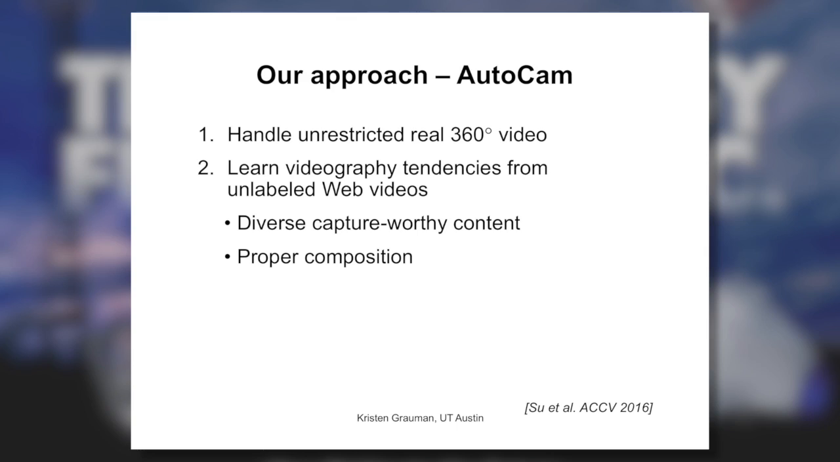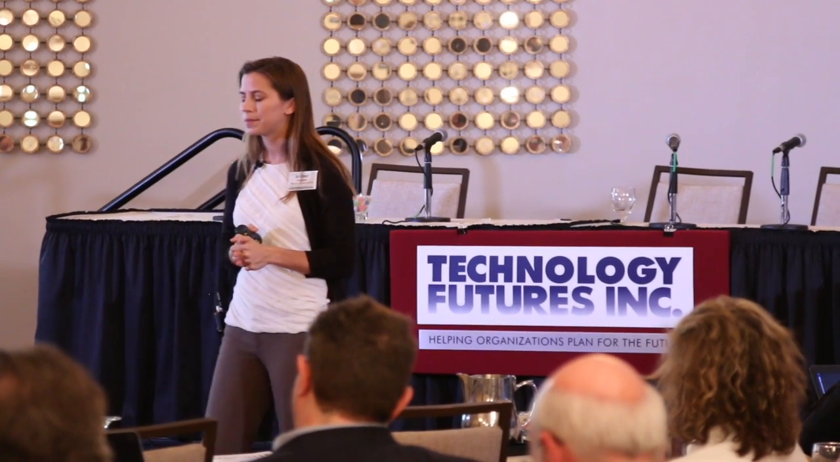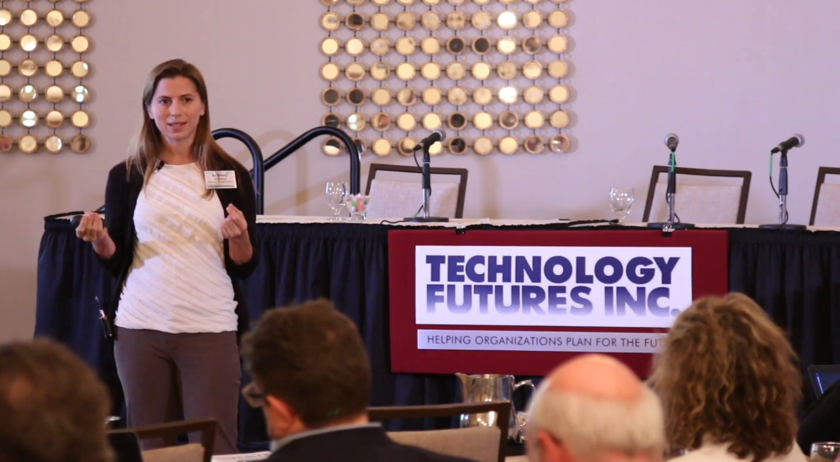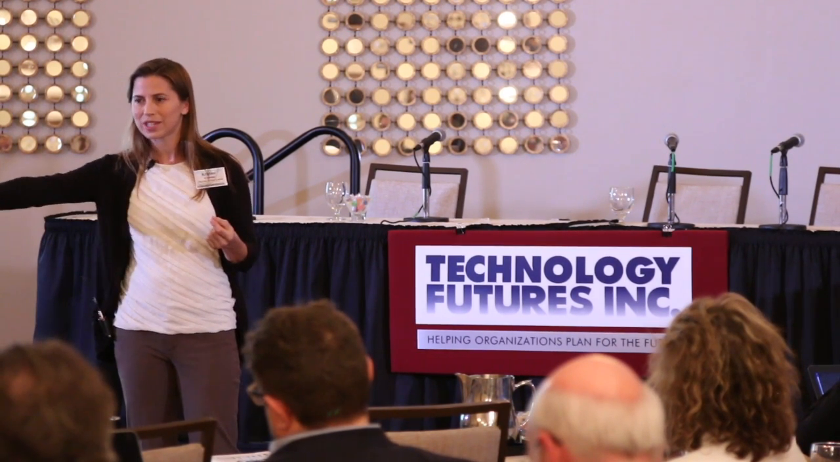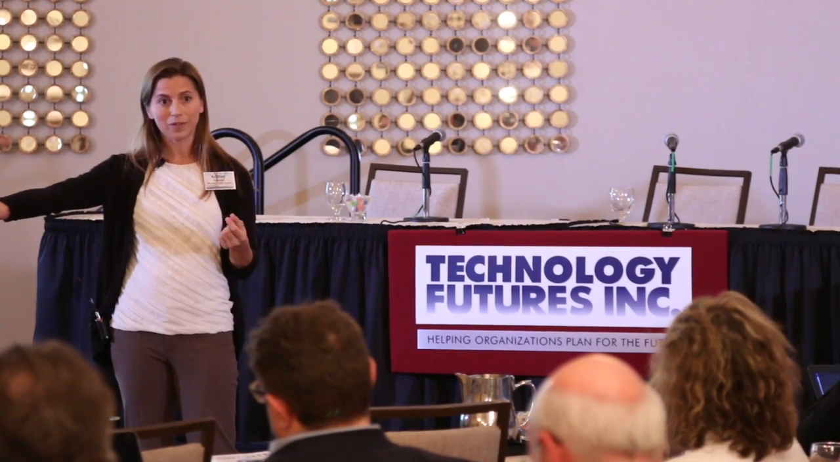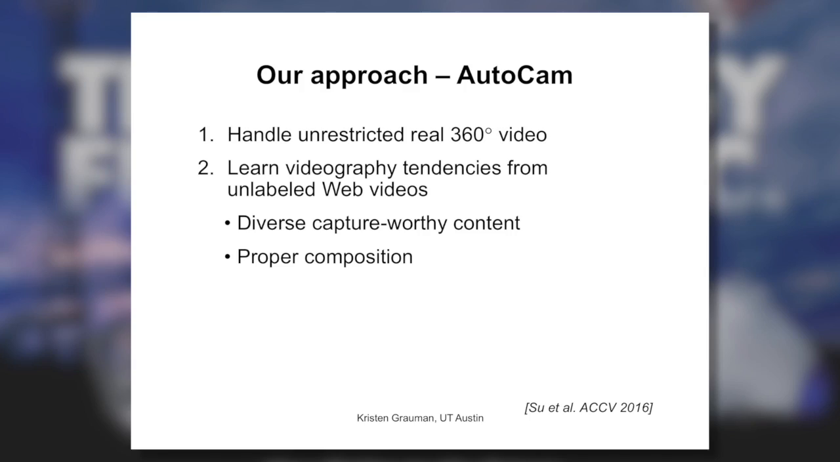Okay. So we want to be able to handle unrestricted real 360-degree video. This is in contrast to prior work, usually in computer graphics, that attempts automatic cinematography, usually trying to translate the rules that human videographers use to make good film into algorithms, which means trying to translate some heuristics. Here we're going to try and take real 360 video and learn these tendencies from data so that the system itself watches video and understands how to create real normal field of view video. The things it's going to learn are what is capture-worthy and also proper composition. And composition is a big part, as we'll see in a minute.